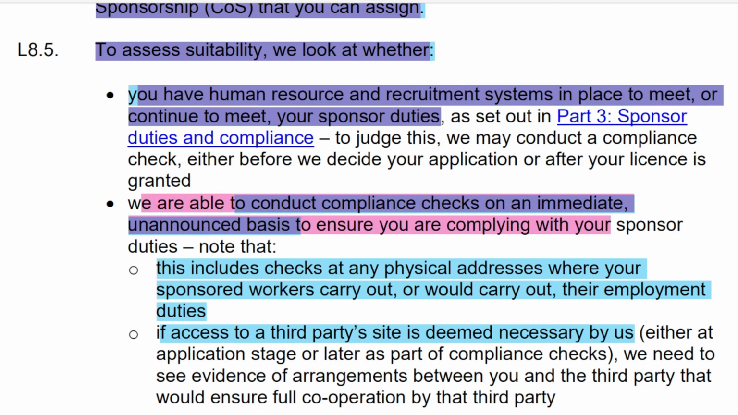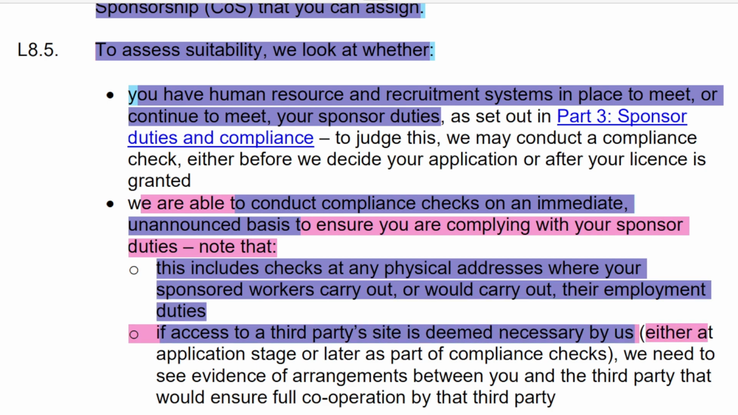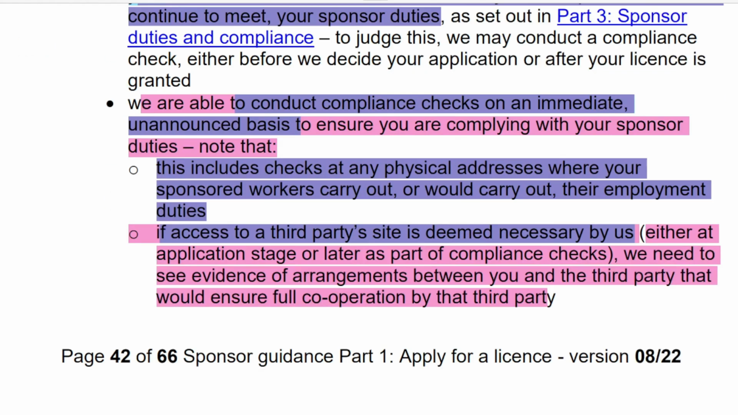We are able to conduct compliance checks on an immediate, unannounced basis to ensure you are complying with the sponsor duties. This includes checks at any physical address where your sponsored workers carry out their employment duties, and so on. If access to a third-party site is deemed necessary by us, either at application stage or later as part of a compliance check, we need to see evidence of an arrangement between you and the third party that would ensure full cooperation by that third party.